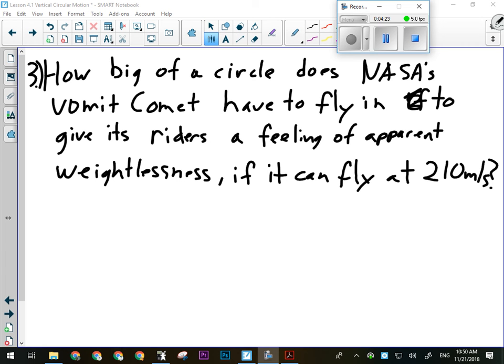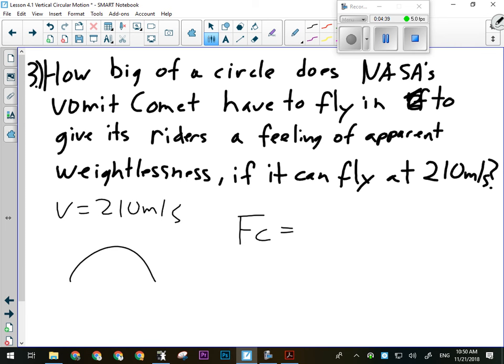So here's what we know. The speed of the vomit comet is 210 meters per second, and that's all they give us, and that's all they have to give us. It's a vertical circle, and they're flying over the top of it, so they're again at this position, where we have gravity pulling in and normal force acting out, except there's no normal force because they have apparent weightlessness. So really what we're saying is Fc equals Fg, and that's it.